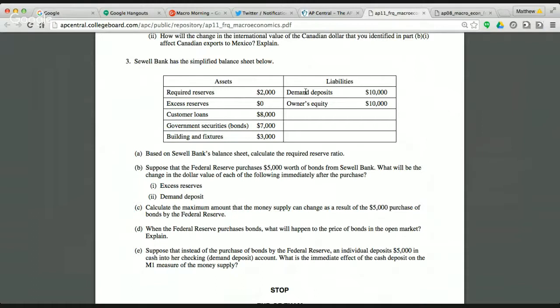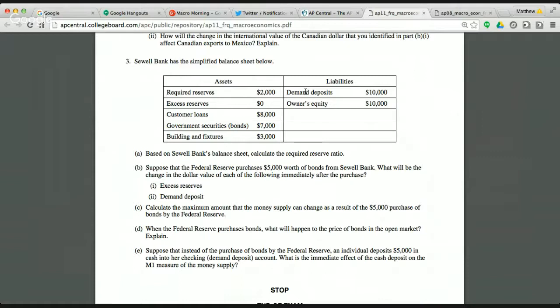All right? So what is the required reserve ratio? 2011, number 3. I think we've done it in class already once. All right. Suppose that the Federal Reserve purchases $5,000 worth of bonds from the Swell Bank. So Federal Reserve's buying bonds, expansionary policy, all that we're not carrying right now. All right. What would be the change in the dollar value of each of the following immediately after the purchase? So you're not doing multiple deposit expansion. You're just going, the moment they do this, how does it impact these things?